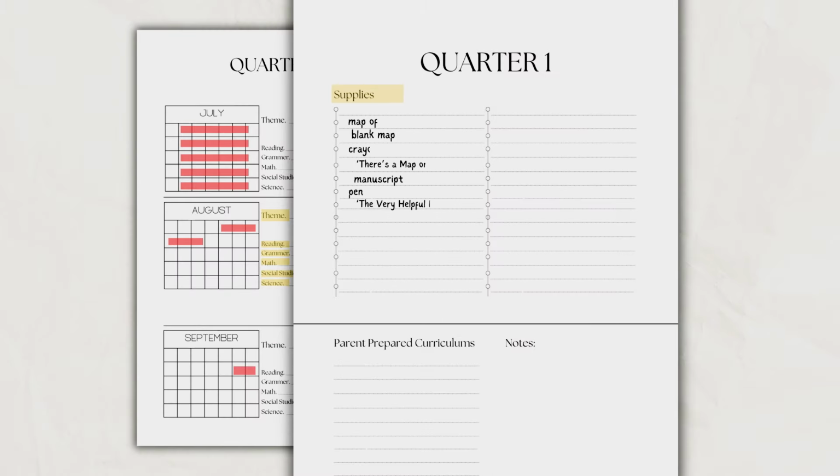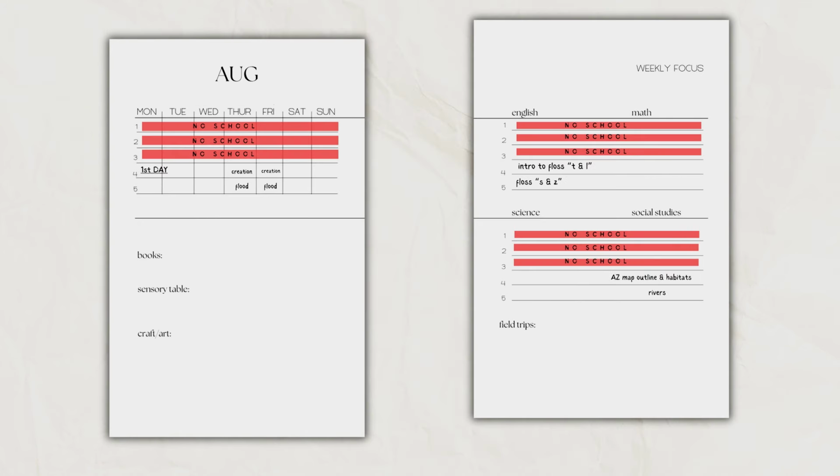The next page has your supply list, and I left a spot for parent-prepared curriculum. This is any extracurriculars, and I did make this specifically for ESA. Flip this page over, and then we are into the monthlies. Plug in all your days off and organize your core subjects using the corresponding weeks here. And then just fill in any field trips that you might want to take, books that you want to read for the month, any sensory table ideas, and of course, arts and crafts.